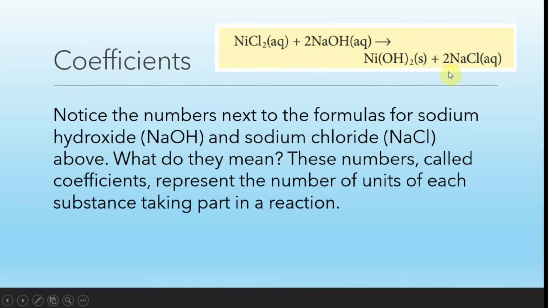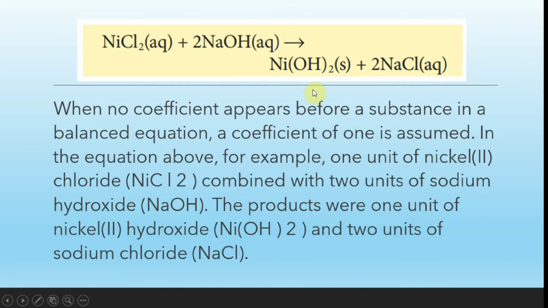They come before the elements. Now, this one that we have here is a subscript. It's not a coefficient. Don't confuse them. When no coefficient appears before a substance in a balanced equation, a coefficient of 1 is assumed. In the equation above, for example, 1 unit of nickel(II) chloride combined with 2 units of sodium hydroxide. The products were 1 unit of nickel(II) hydroxide plus 2 units of sodium chloride.